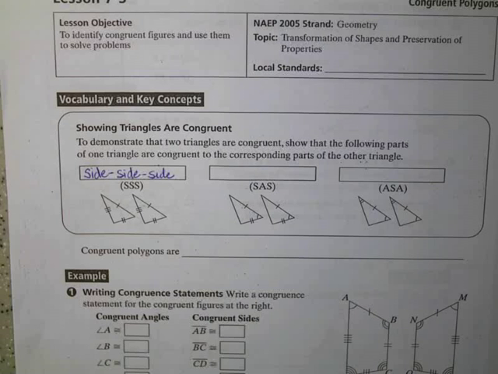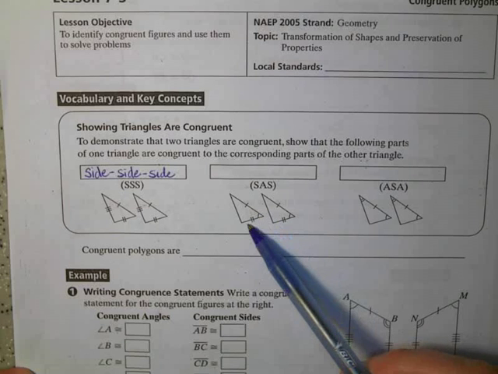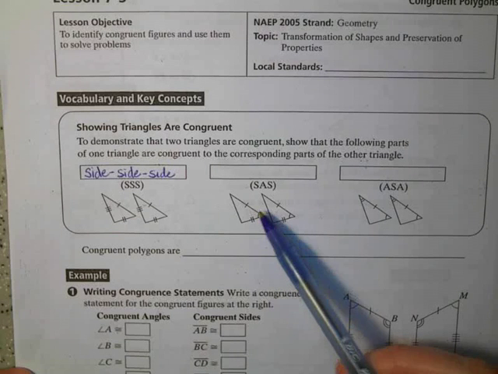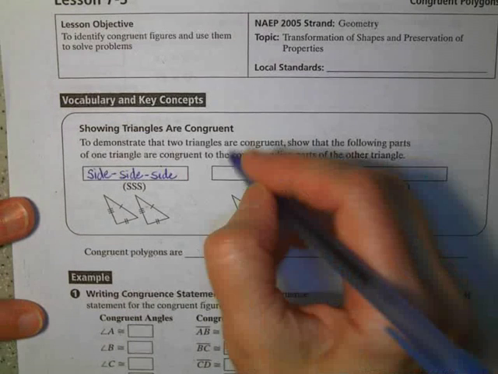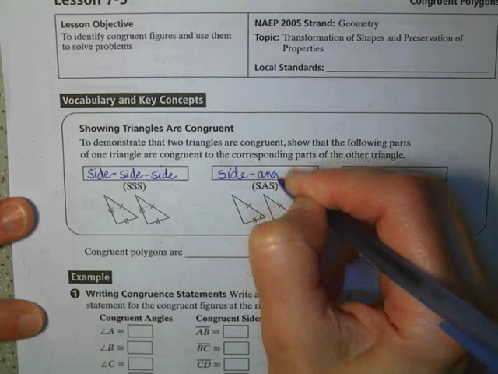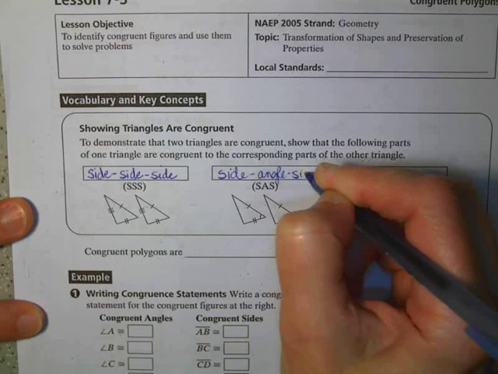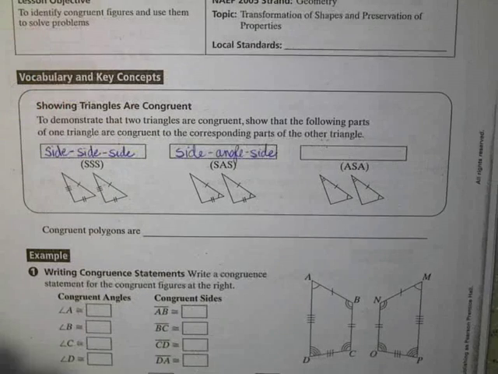Okay, a second one is called side, angle, side. So we have a side, an angle, and a side. So we have two sides and the angle between them. Side, angle, side. Now, it's fine to use the abbreviations, but you should know that SAS means side, angle, side, and so on, okay?